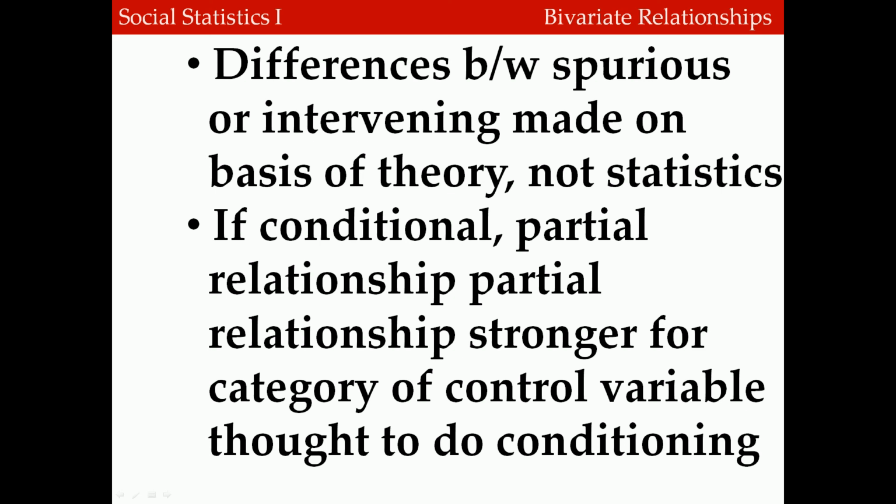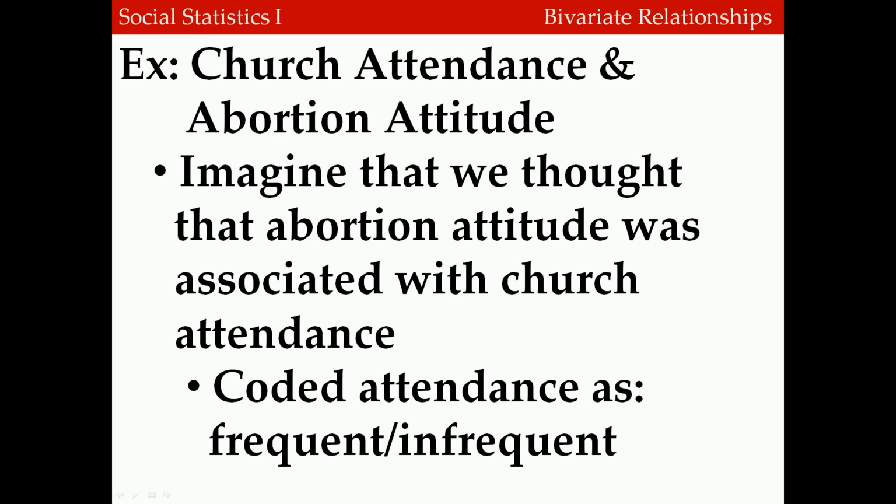If it's a conditional relationship, that means that the partial relationship for one of the categories of the control variable is going to be stronger than the original, and the other is going to be a weaker relationship. So the one doing the conditioning is the one that has a stronger relationship, and the other has a weaker relationship. As an example, let's consider the relationship between church attendance and abortion attitude.